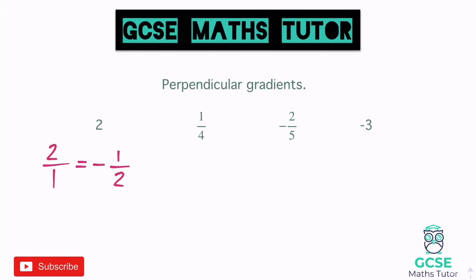Okay, so all we're going to do in all of these circumstances here to get the perpendicular gradient is to flip it over, which is called the reciprocal, and to swap the symbol in front of it. So if it's positive, it'll become negative, and likewise if it's negative, it'll become positive.